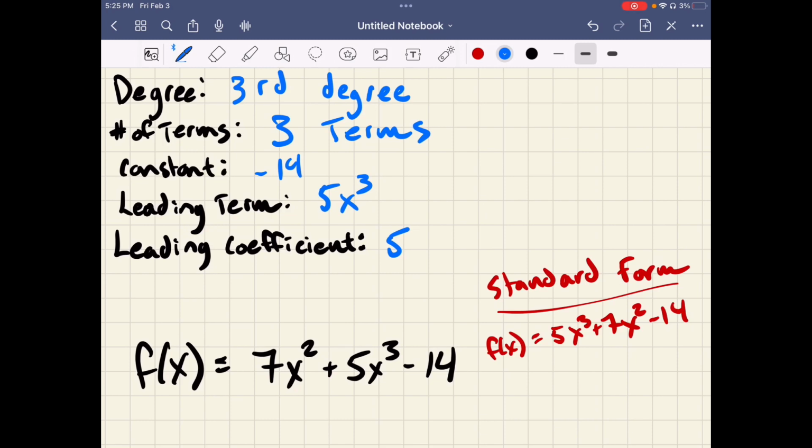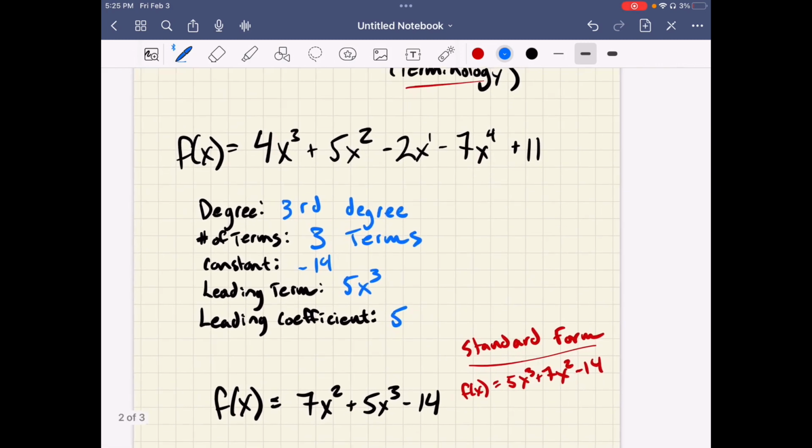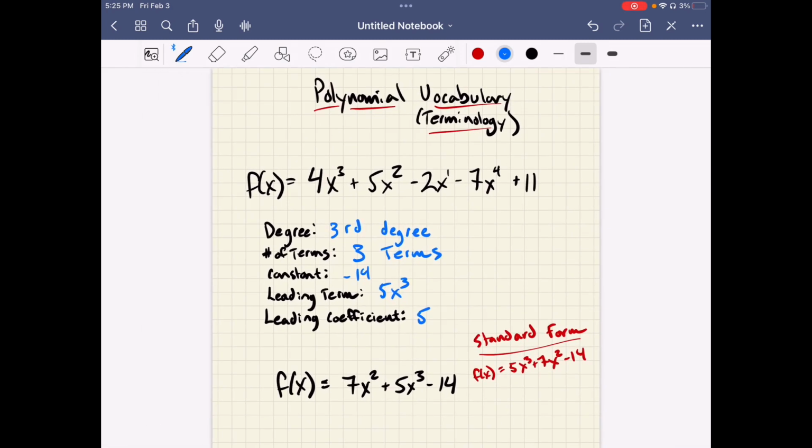All right, hope that helped. Again, this is just briefly talking about polynomial vocabulary and terminology, and from here we can use this to reference certain parts as we begin to graph or talk about features or attributes of these polynomial functions.